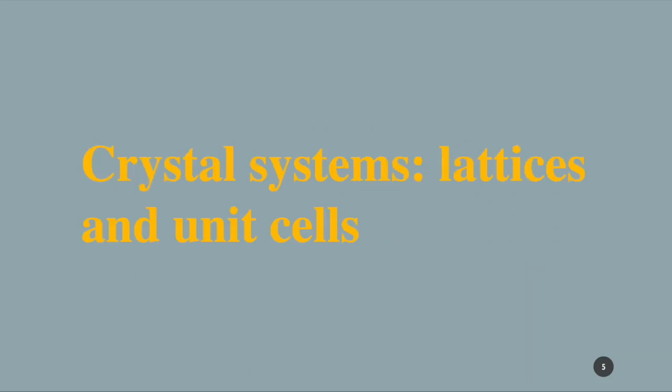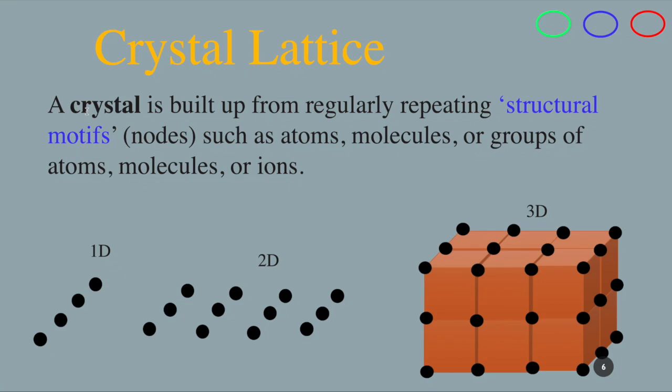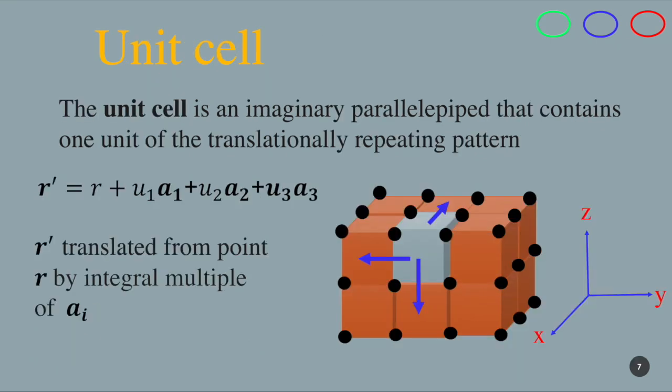So first, let's start with crystal systems, lattices and unit cells. A crystal is built up from regularly repeating structural motifs, and structural motifs could be a single atom, or a molecule or group of molecules or atoms or even ions. This is one-dimensional repeating structural nodes. This is in 2 dimension, this is in 3 dimension. We'll understand what is unit cell.